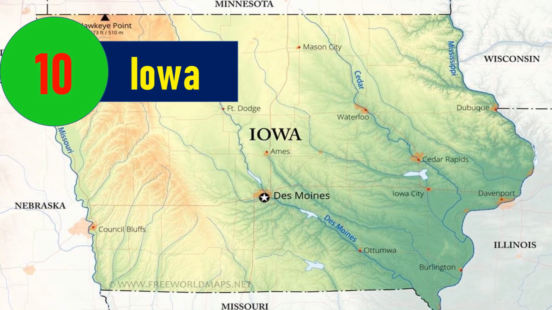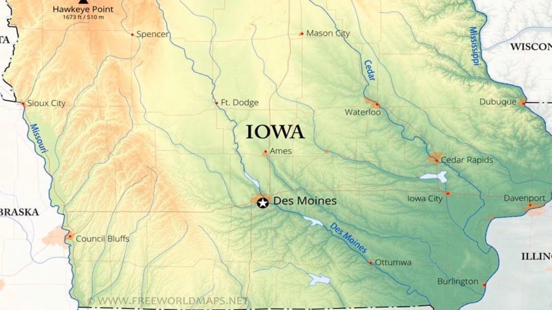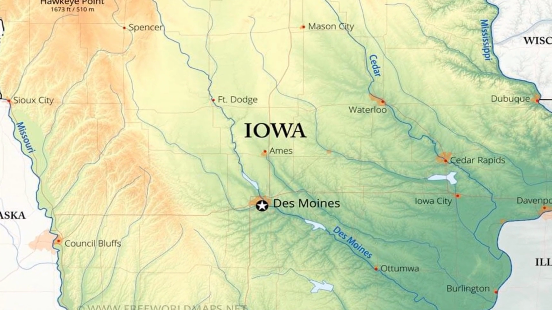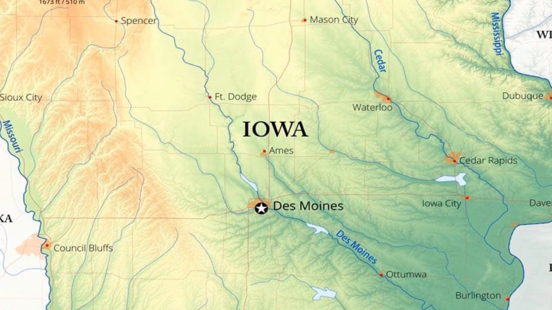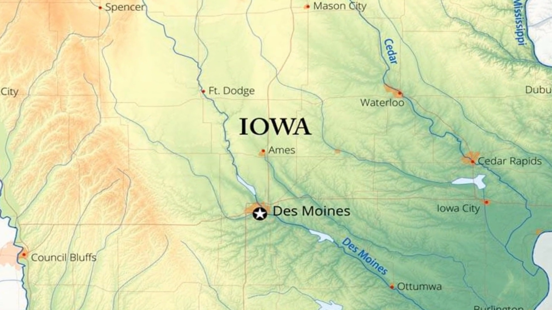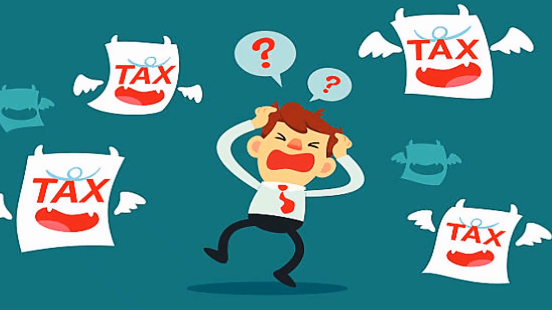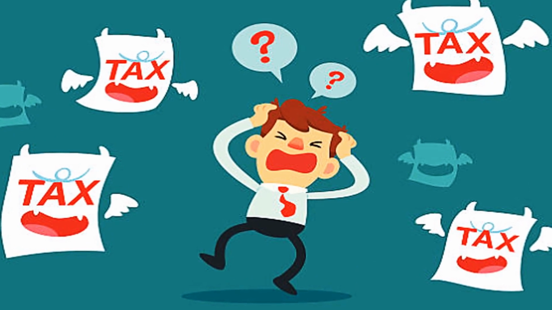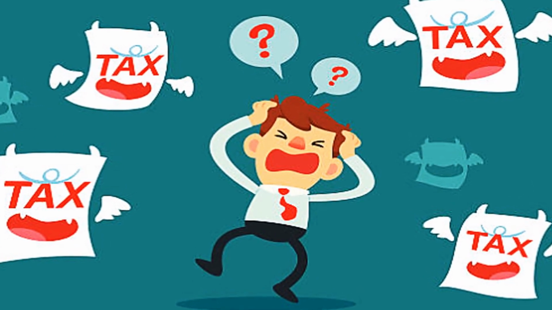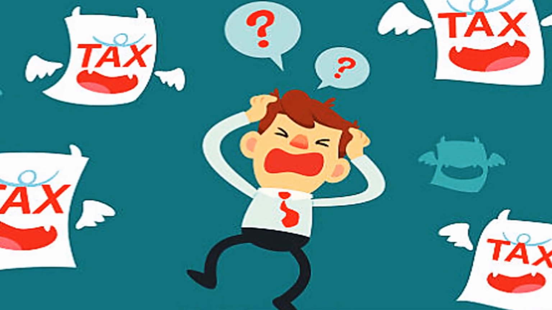10. Iowa. Iowa utilizes a progressive income tax system, with 9 brackets ranging from 0.33% for the lowest earners to 8.53% for the highest earners, exceeding $160,851 for single filers in 2024. This system ensures a fairer distribution of the tax burden, with lower earners paying a smaller percentage of their income.